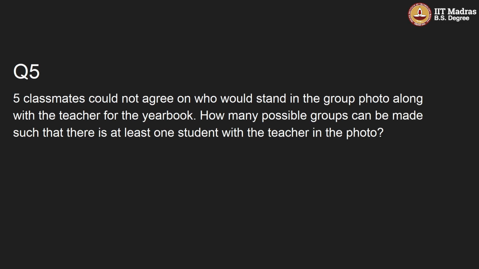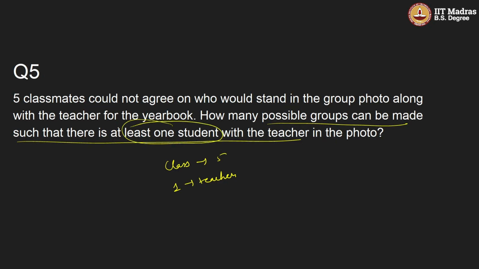Now question 5. Five classmates could not agree on who would stand in the group photo along with the teacher for the yearbook. How many possible groups can be made such that there is at least one student with the teacher in the photo? So in total, how many classmates are there? There are five classmates and there is one teacher. So the question is, how many possible groups can be made such that there is at least one student with the teacher? Okay, so the condition is there should be a student with the teacher.